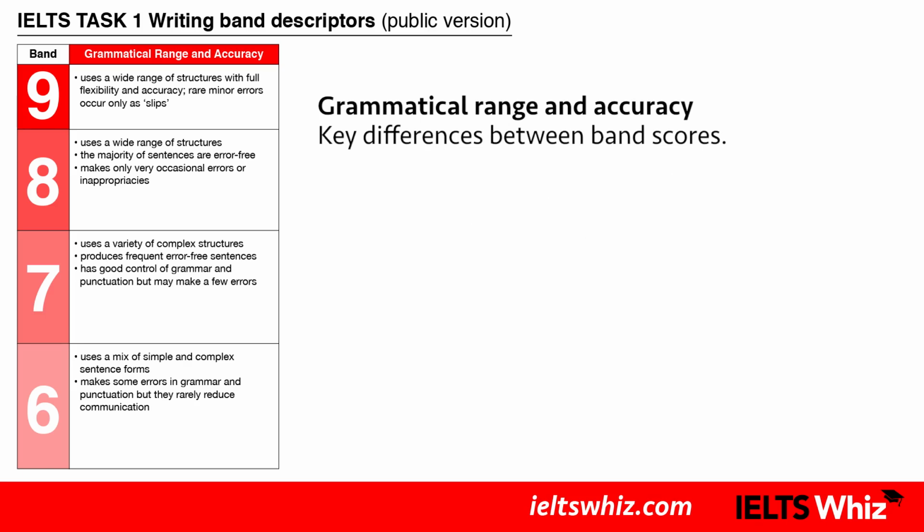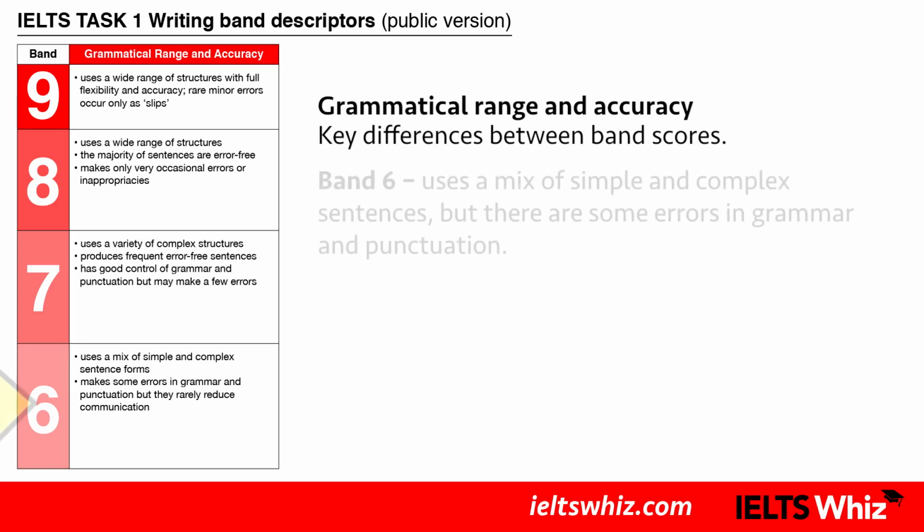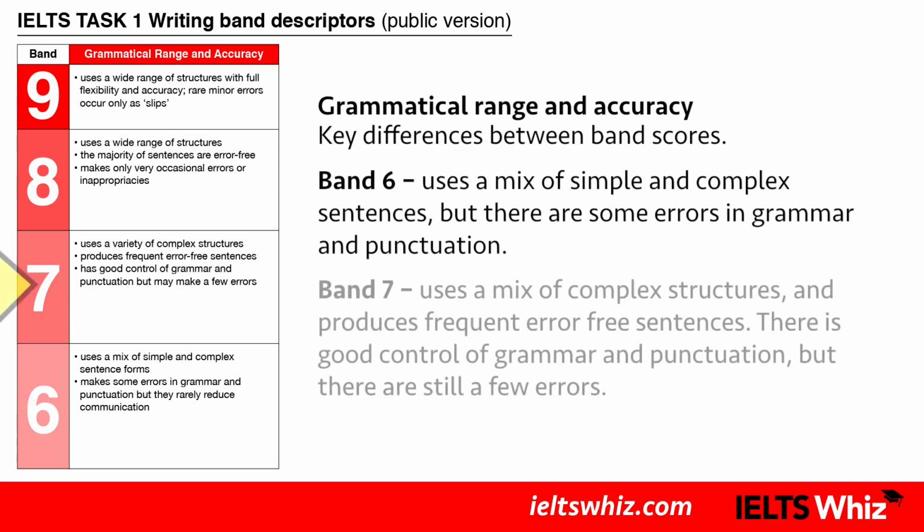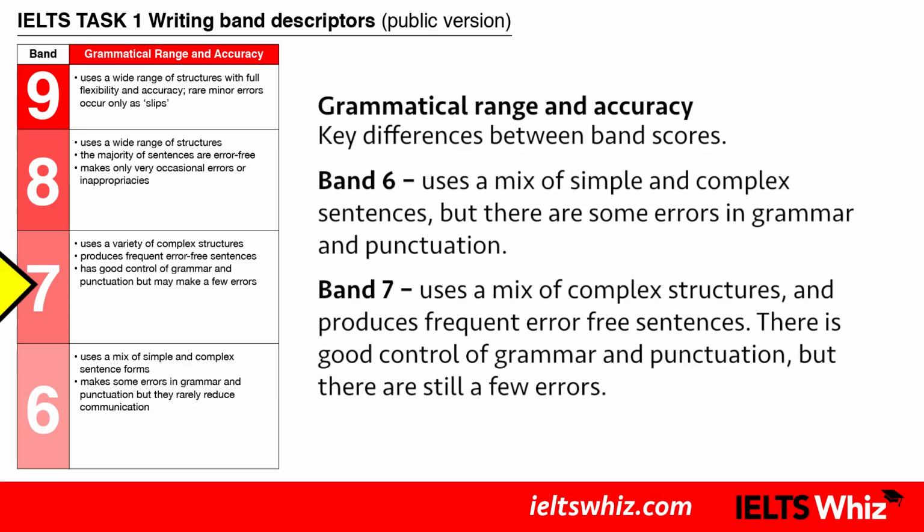The key differences between the band scores is that for band 6, the candidate uses a mix of simple and complex sentences, but there are some errors in grammar and punctuation. For band 7, the candidate uses a mix of complex structures and produces frequent error-free sentences. There is good control of grammar and punctuation, but there are still a few errors.